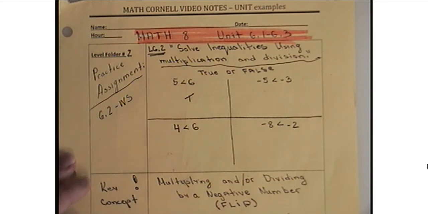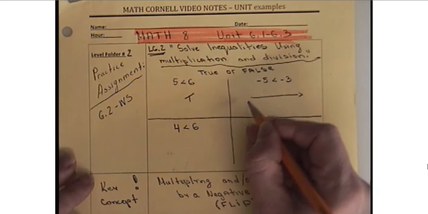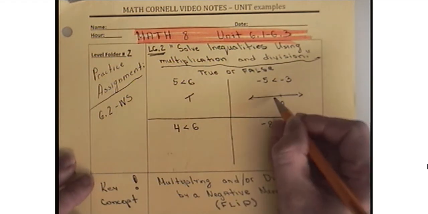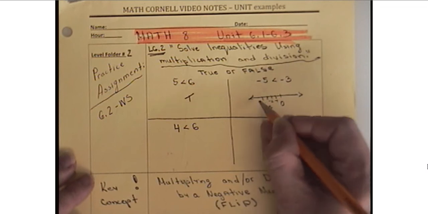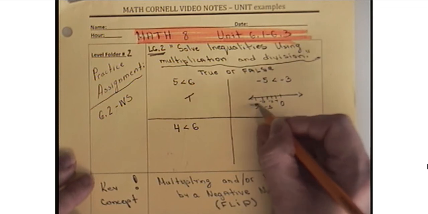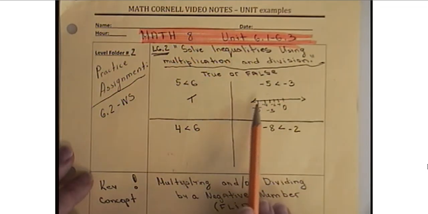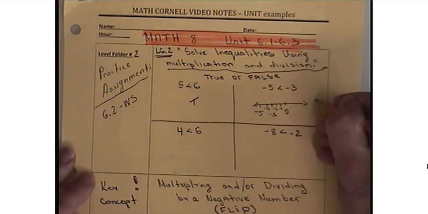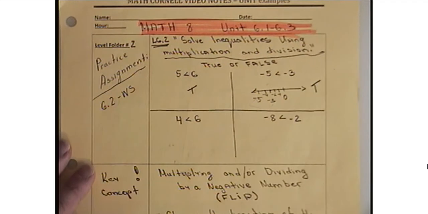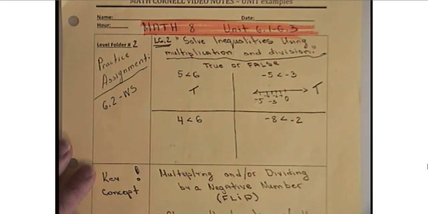I feel like there may be some questions here. Let me draw you a number line. So we have negative 1, negative 2, negative 3, negative 4, negative 5. So, is negative 5 less than negative 3? Yes, it is. True. Is 4 less than 6? Yes, that's also true. Is negative 8 less than negative 2?